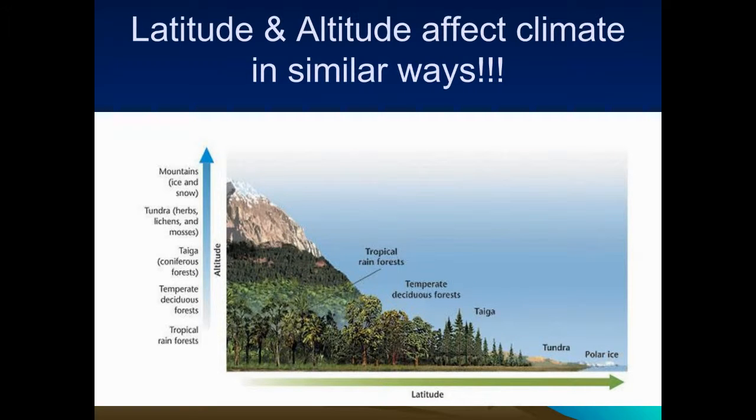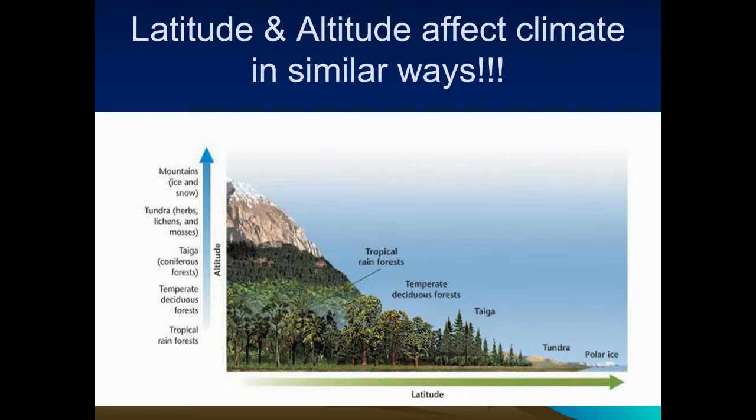Latitude affects biome distribution, right? The further north I go in latitude, the biome shifts. We go from tropical rainforest to deserts to temperate to taiga to tundra going north. Everybody okay with that? All I want to add in there is that altitude has the same effect. If you go from the base of a really, really tall mountain up to the top of the mountain, you'll progress through different biome-type settings.